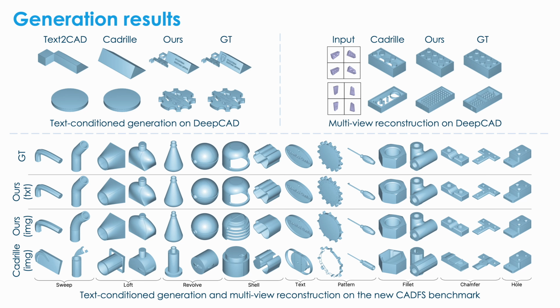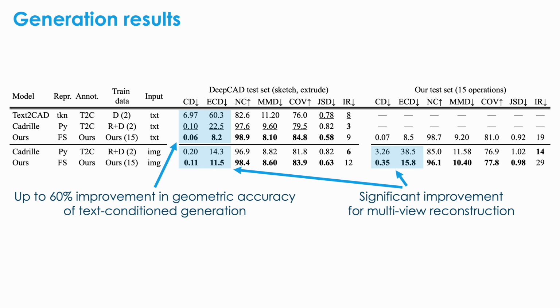We compare the model based on our framework with models trained for generation of a token sequence and Python code. Our framework shows strong improvement, demonstrating higher complexity and geometric accuracy of the produced designs, thanks to the extended operation set. It improved the geometric accuracy of text condition generation by up to 60% and significantly improved the geometric accuracy of multi-view reconstruction, especially on the new benchmark with advanced modeling operations.